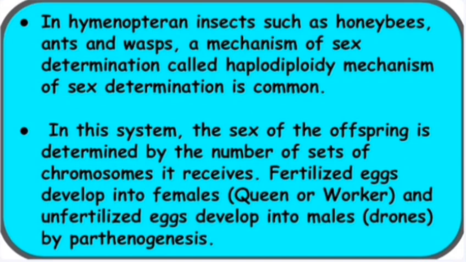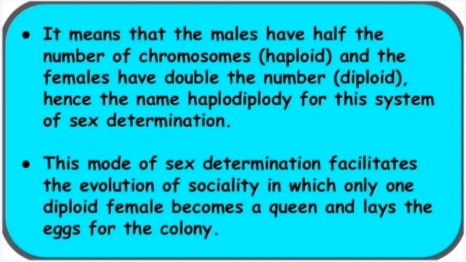But a fertilized egg undergoes fertilization and then only develops into queen or worker. But when you see male, the unfertilized egg does not undergo fertilization. That is why here you use the term unfertilized, which is not fertilized. So they develop as it is into male, which is the drone. That process of developing into a young one without fertilization, you call it as what? Parthenogenesis. It means that the males have half the number of chromosomes and the females have double the number of chromosomes. Double, you call it as diploid, 2n, whereas haploid is mentioned as n. Hence the name haplodiploidy for this system of sex determination.